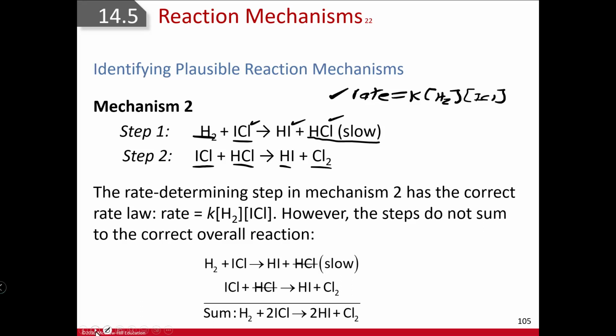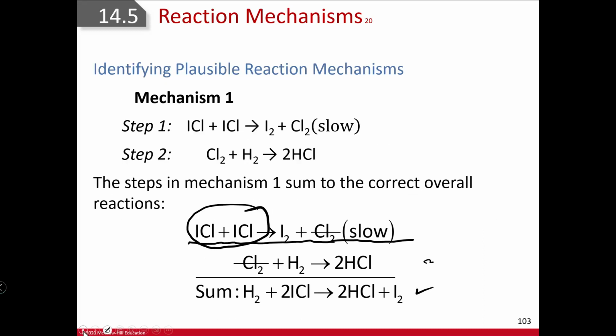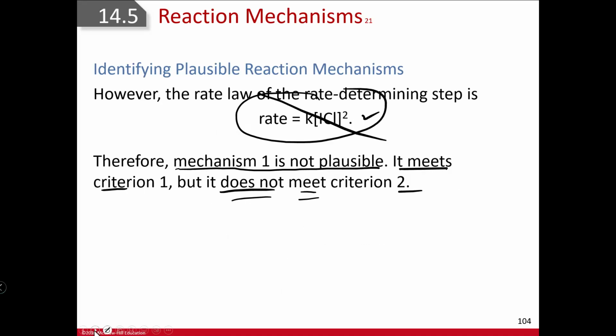It meets criterion 2. But when we add these two reactions together, oh, this isn't right. This is supposed to be I2 in the original equation. It's I2. All right, let's just prove that. Make sure we refresh our minds here. So if you go here, you see that the product is I2, not Cl2. So that kills mechanism 2. Mechanism 2, not plausible.